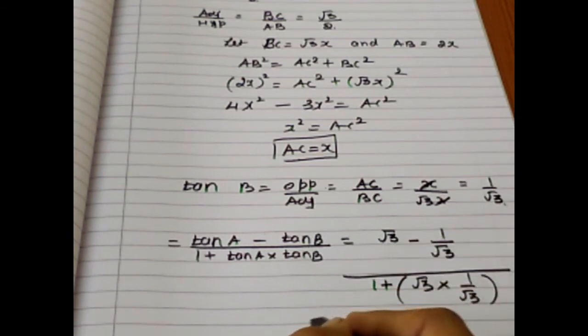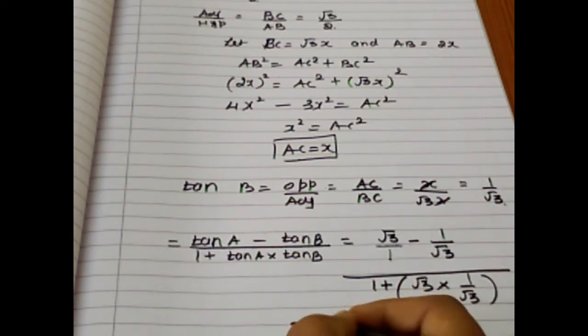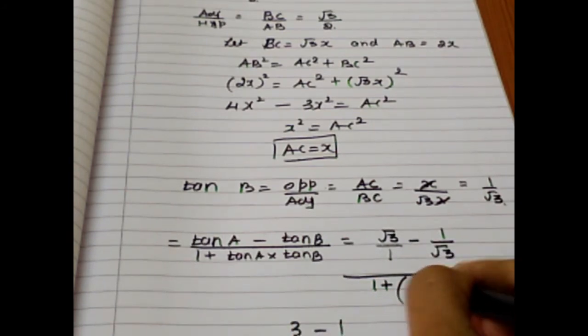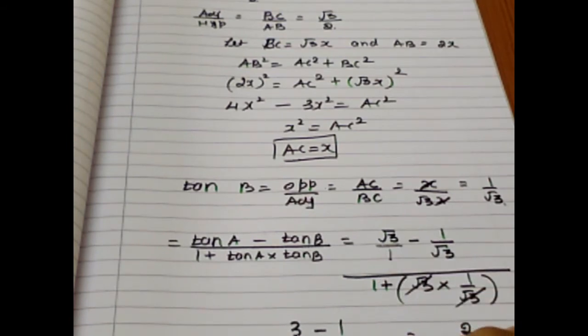So what happens in the numerator? Root 3 will be the LCM. So root 3 into root 3 is 3 minus 1. In the denominator, root 3 gets cancelled. 1 plus 1 will be equal to 2. That is 2 by root 3 into 1 by 2. 2 gets cancelled. The value will be equal to 1 by 3.